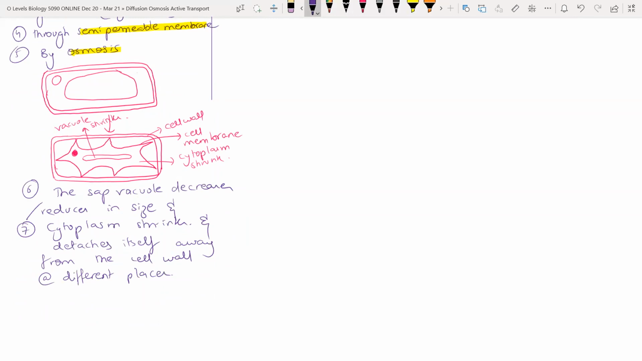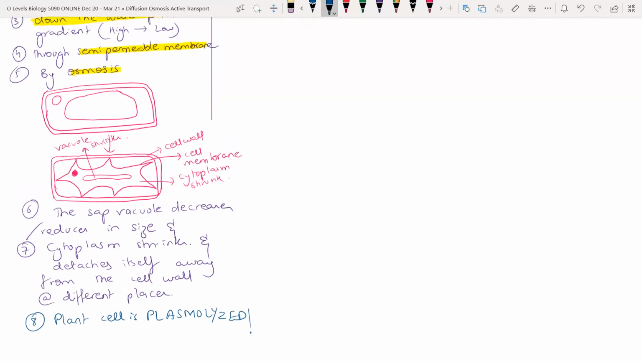And what do you call this condition, children? Come on, who is going to tell me, what do you call this scenario? We say that now, number 8, the plant cell is plasmolyzed. Okay, so that's an important state that the cell is coming in.